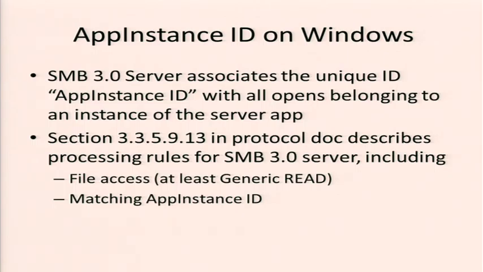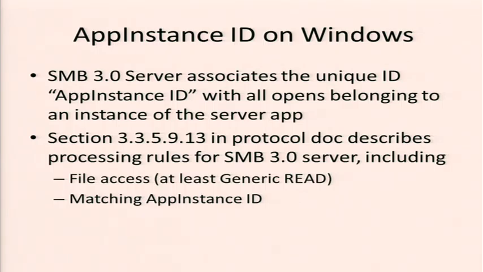And then section 3.3.5.9.13 describes the processing rules for the SMB3 server. There are two here I want to highlight. One, the application needs to have at least generic read access to the files. That's one angle to ensure that other clients that don't really have access can't just bombard the system with application instance IDs and shoot down other clients, which is of course not the desired behavior. And two, that the actual instance ID matches the previous instance of the application.